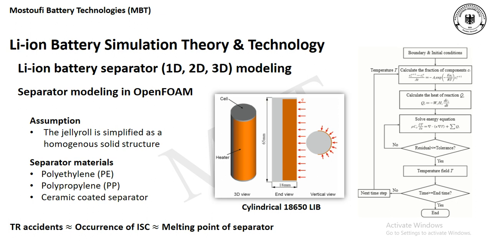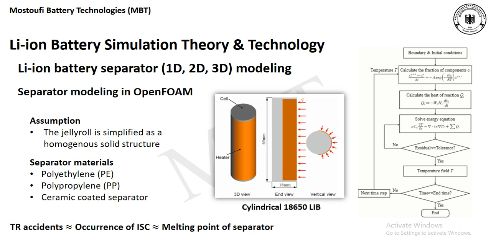And for analyzing this battery, as an example, we have this cylindrical battery, as you can see in the picture, and we analyze the separator materials. So we consider polyethylene, polypropylene, and ceramic coated separators.